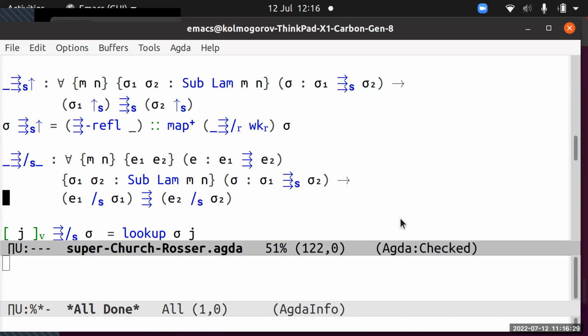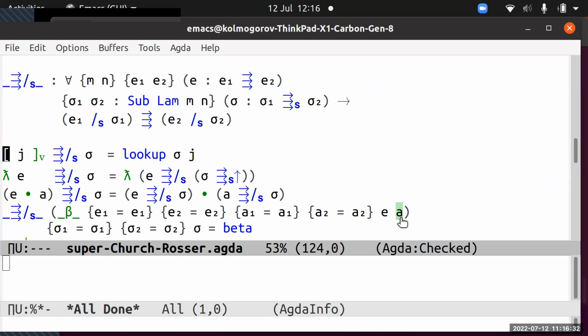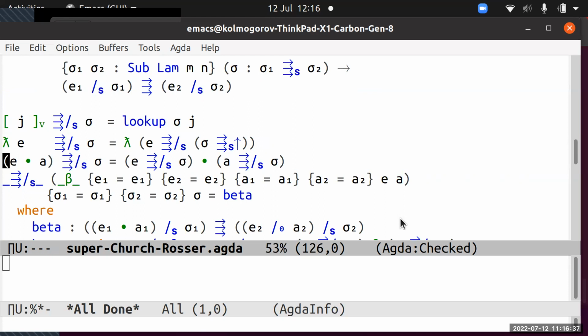What does the proof look like? Well, it's got four cases because there are four rules. In the variable case, the only thing we can do is look up the variables, and sigma is a vector of proofs that says that the substitutions pointwise stand in the superparallel relation. So looking up that vector of proofs at the right point gives me the proof for the lookup of the vector. So there's a huge amount of intricacy going on in the type checking underlying this, which is mercifully hidden from sight.